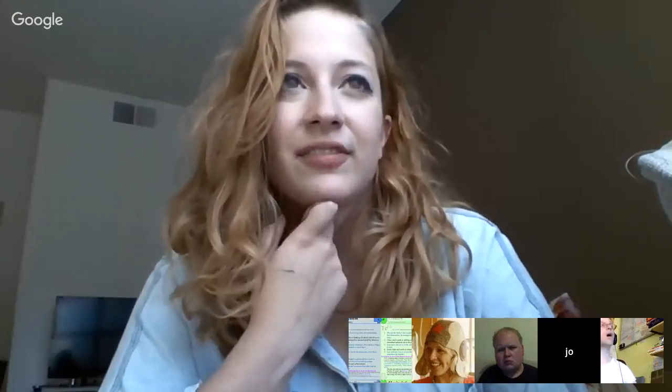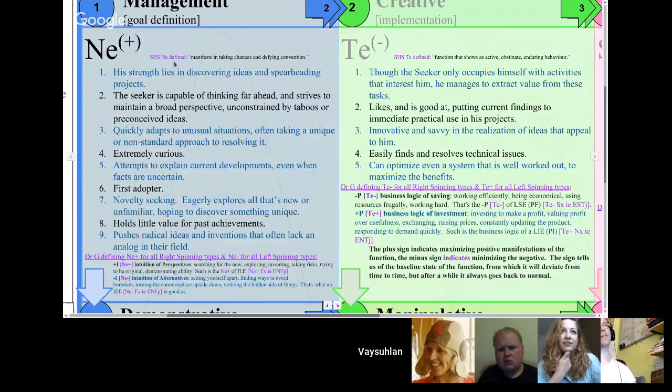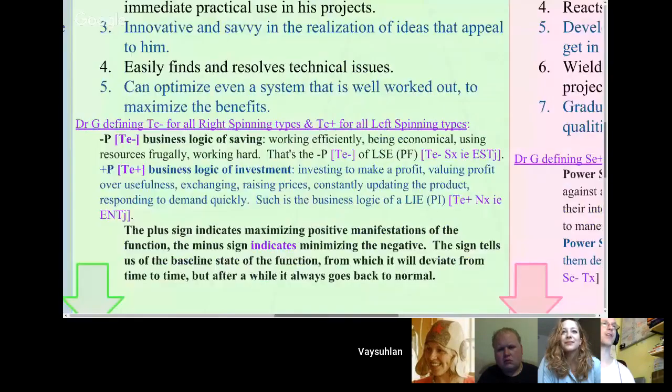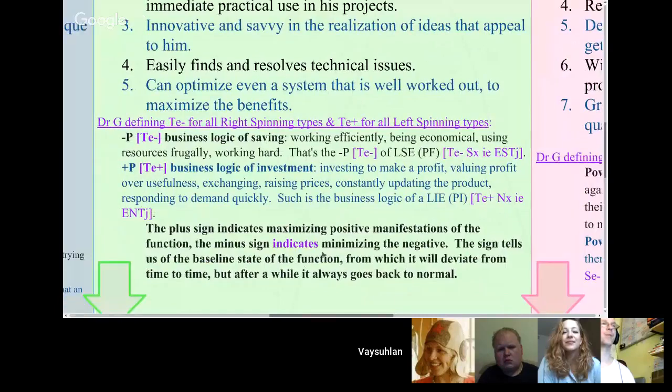I'll just write here that Victor's written for NE, in his school, manifest in taking chances and defying convention. And I would say a little bit, but that can also be ascribed to extroverted sensor. Right, so we'll have a look at TE, a function that shows us active, obstinate, enduring behavior. Right, and then he's written it there. People should be able to see that. Not much time left.